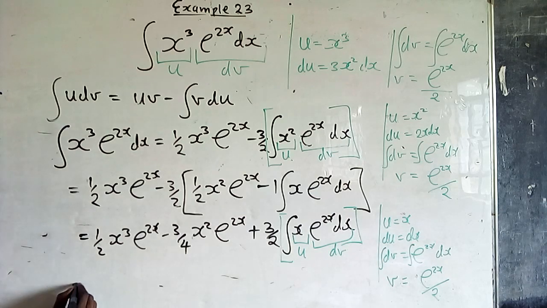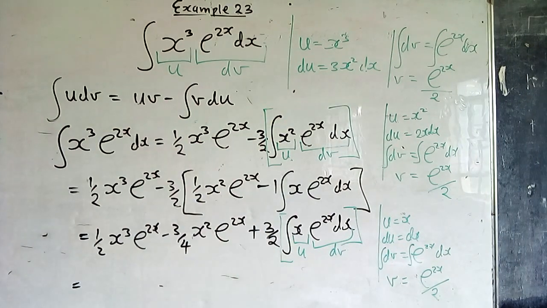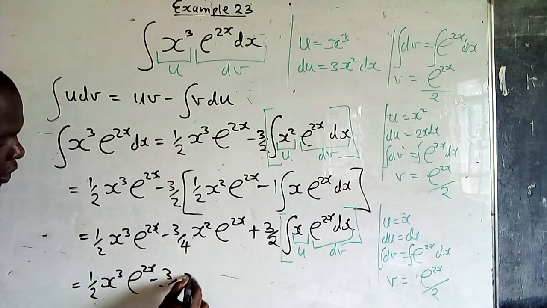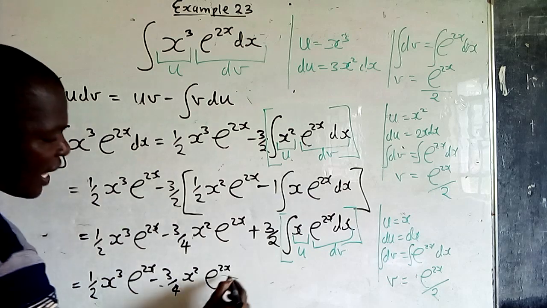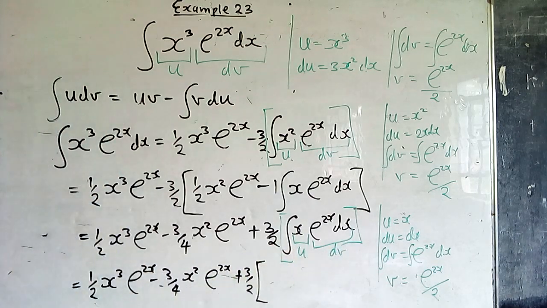You are going on with your steps. So you see, these are the ones to do aside so that they don't interfere with the step, isn't it? Okay? I go on. So we have a half x cubed exponential 2x minus 3 over 4 x squared exponential 2x then plus 3 over 2 in bracket is integration by parts, isn't it?